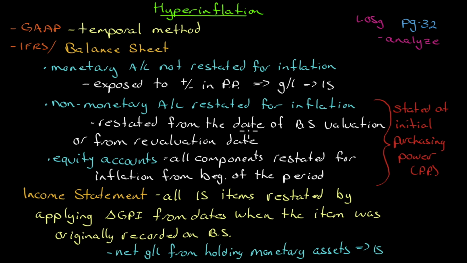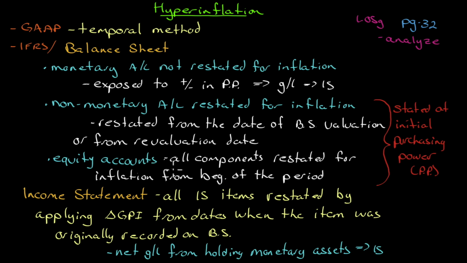So you would translate the asset or liability amount from the date that it hit the balance sheet, that is, at what price it entered the balance sheet, or from the revaluation date. For equity accounts, all components are restated for inflation from the beginning of the period. And since you're doing it year over year, you really only have to do this for one period at a time.